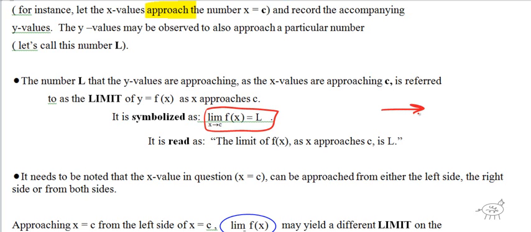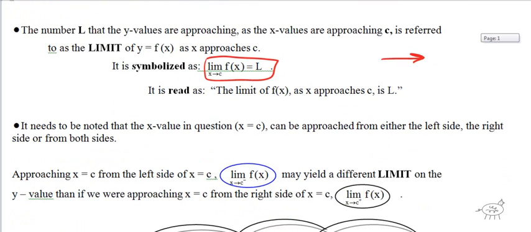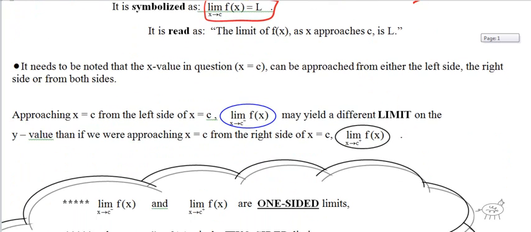So what I'm going to do is give you values of x. I'm going to say, x is getting closer and closer to some value, and then you're going to tell me what f of x gets close to, because f of x is your y value. It needs to be noted that the x values in question can approach from either the left side, the right side, or from both sides.